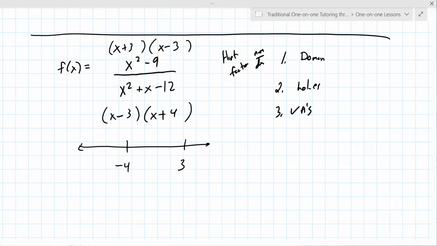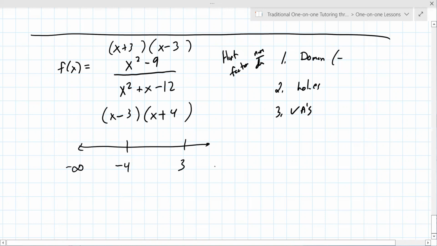Okay, negative infinity to +3 in union with... Nope, you guys start at the -4. Oh, yeah. Negative infinity to -4 in union with -4 to +3. Good. In union with +3 to positive infinity.